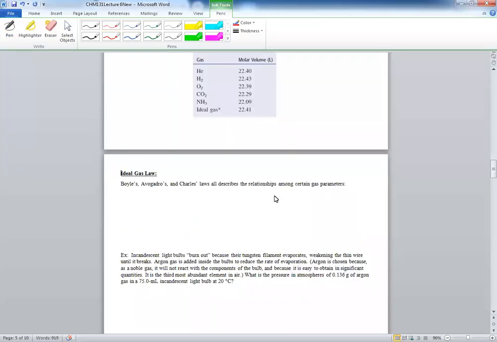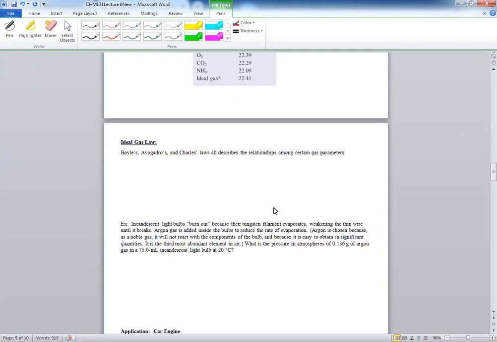The ideal gas law equation is the most important equation of them all. And the reason why is because it helps you solve for pressure, volume, number of moles, or temperature. Now, let's talk briefly about how we get to the ideal gas law.